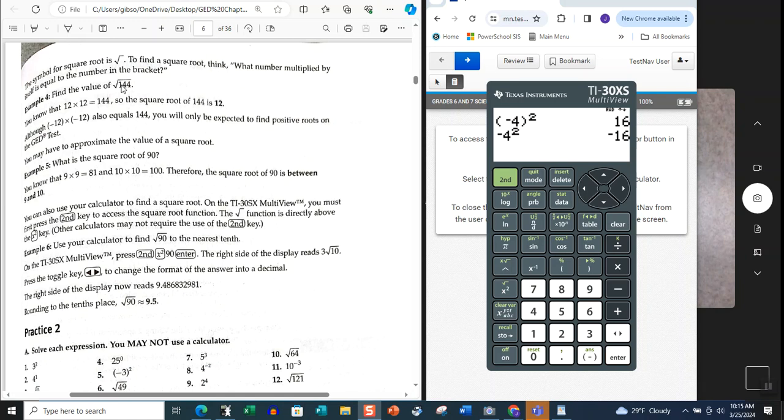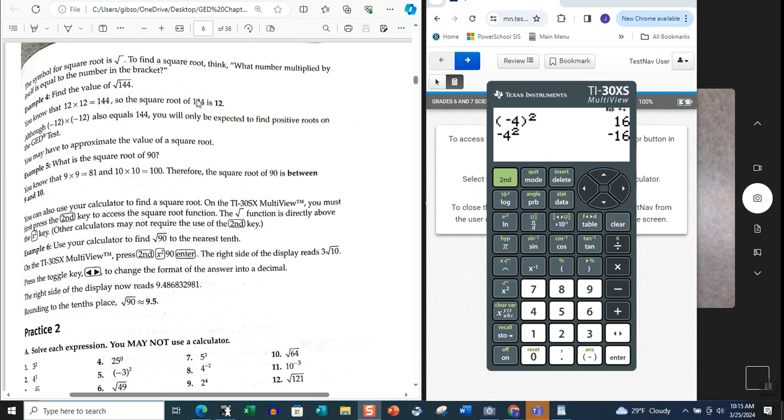Okay, so now on the next page, we're talking about the square root. The symbol for the square root is the square root symbol. To find the square root, think, what number multiplied by itself is equal to the number in the bracket?